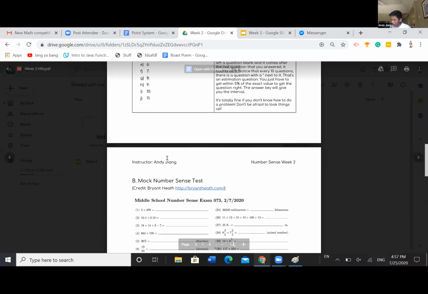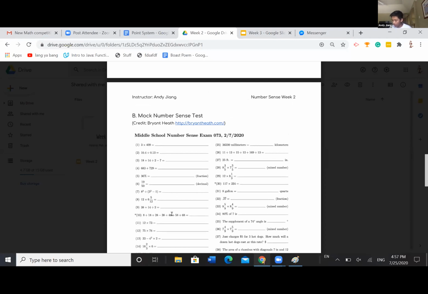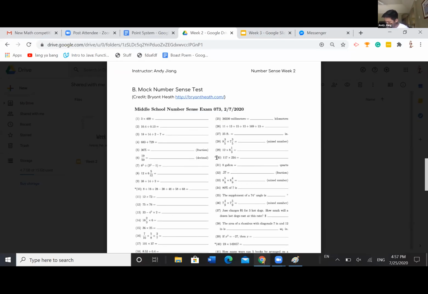Besides that, I saw another question in the chat: what is this asterisk? It means that it's an estimation question. So every 10 questions, there's an estimation question. So 10, 20, 30, all the way to 80, 8 of them. And you just have to get within 5% of the correct answer. So in this case, like number 30, there's no way you're doing this in your head in 30 seconds. So you just have to estimate what that value is.